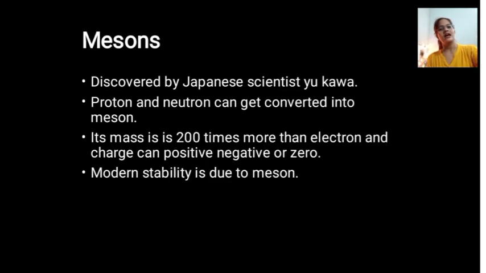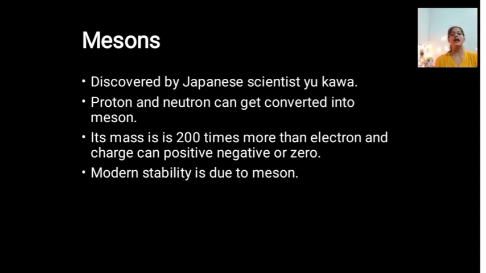And the last one is the mesons, which are unstable. I hope you remember that I put the mesons into the category of unstable fundamental particles. They were discovered by the Japanese scientist Yukawa, and protons and neutrons can be converted into mesons. The mass is about 200 times that of the electron, and the charge can be positive, negative or zero. This is a very different kind of particle, and it is also instantaneous, which I have not mentioned in the slide. So remember that, or if you're writing, please write it down, that mesons are instantaneous particles.